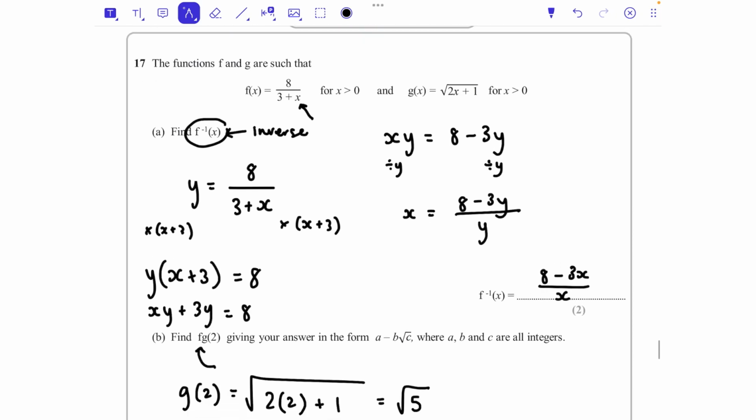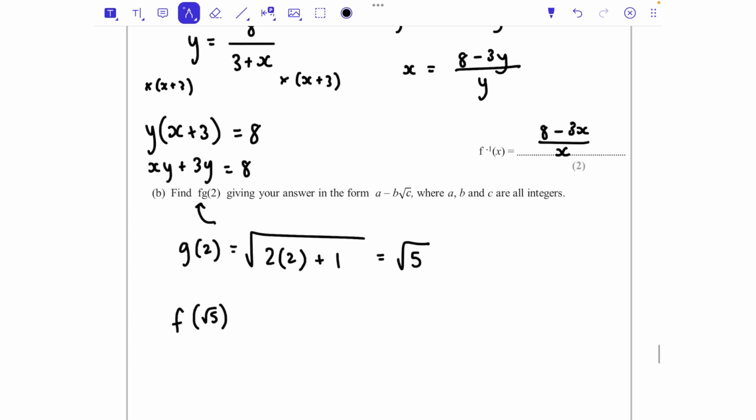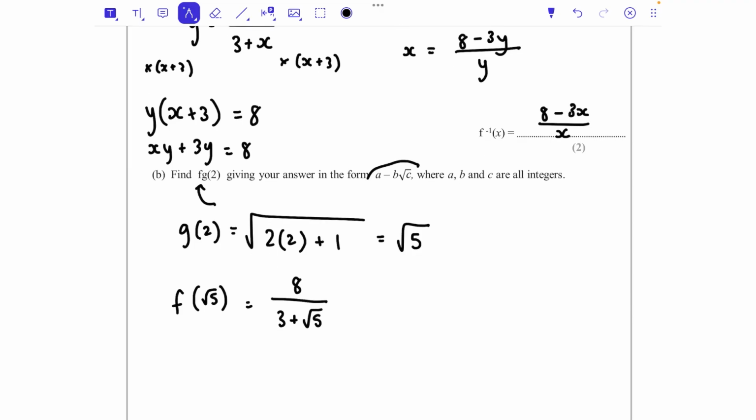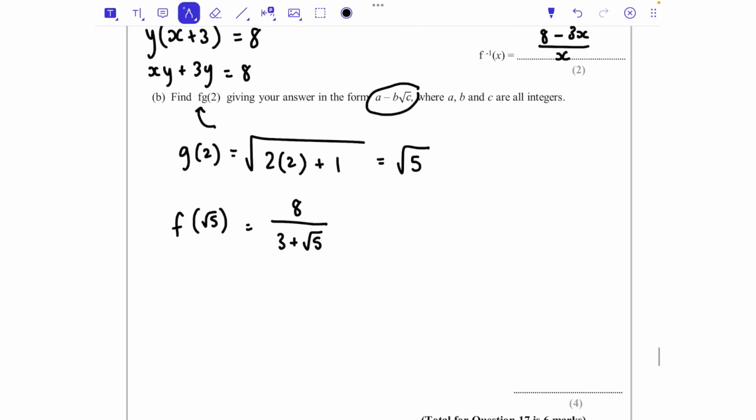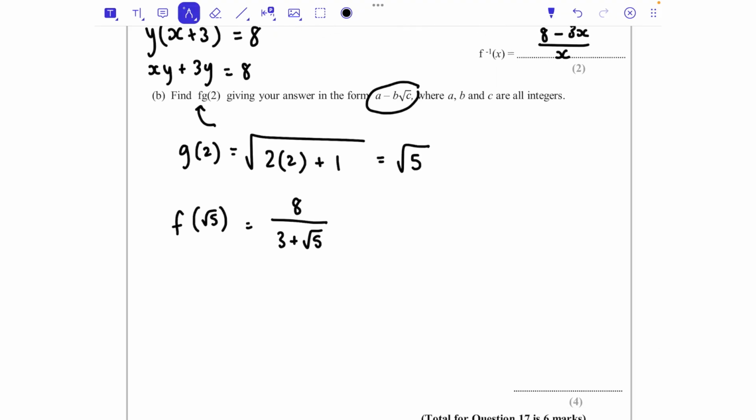Putting root 5 into f gives me 8 over 3 add root 5. Now we can't leave that as our answer. We're also told to leave it in this form, so we know that that's no good, but even if we weren't told that, we can't leave surds on the bottom of the fraction. The only way to get rid of a surd on the bottom of a fraction is to times it by itself, but if there are two terms like this, we need to multiply by something called the conjugate, which is just a fancy way of saying the same thing, but with the opposite sign. So we're timesing by 3 minus root 5.